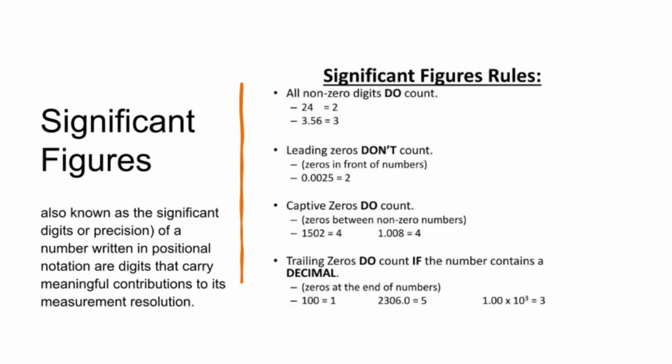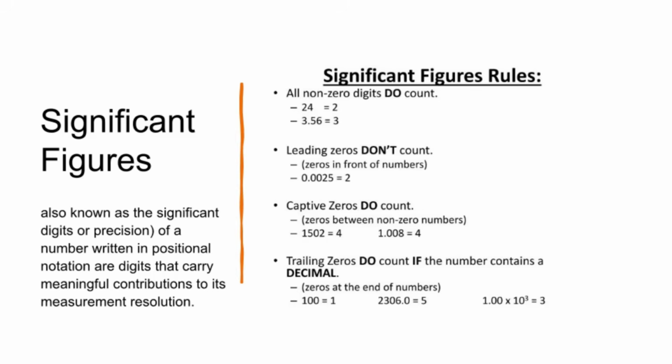Second, leading zeros don't count. For example, zeros in front of numbers, and in 0.0025 we only have 2 significant figures. Third, captive zeros do count. Captive zeros are zeros between non-zero numbers. For example, 1502 has 0 between 5 and 2, thus, it has 4 significant figures. Also, 1.008 has zeros between 1 and 8, thus, it has 4 significant figures.